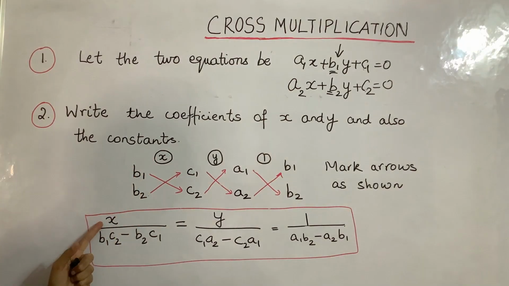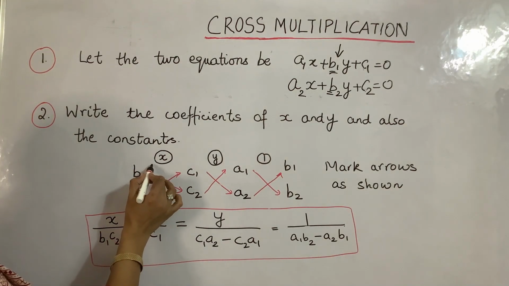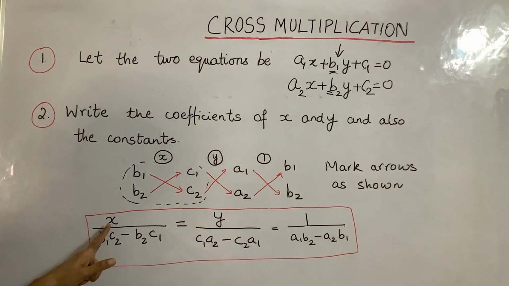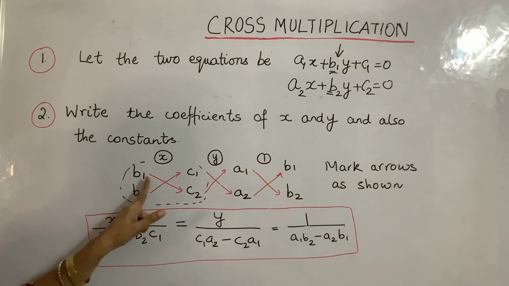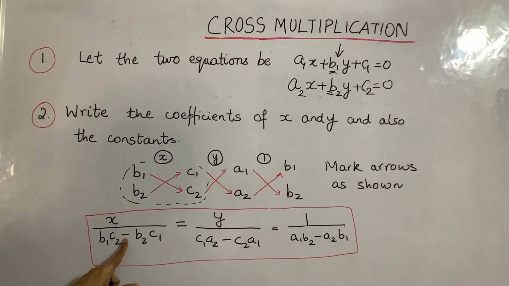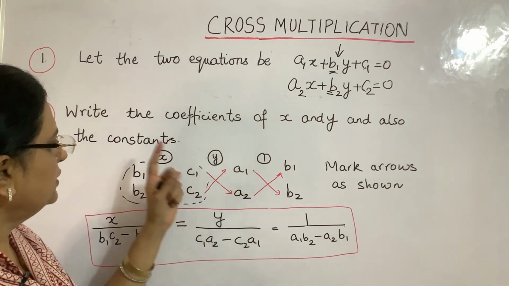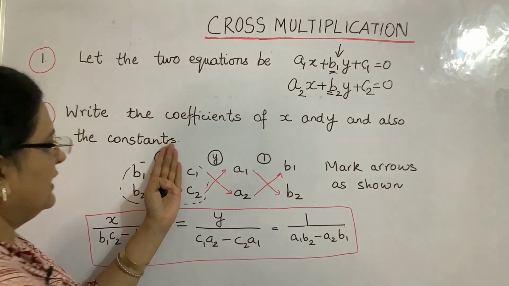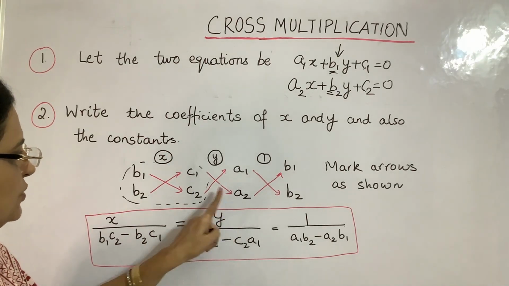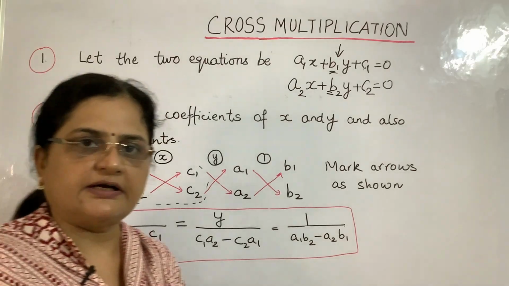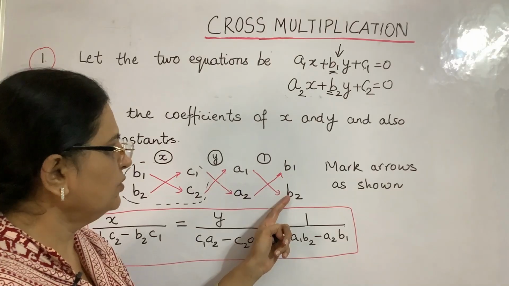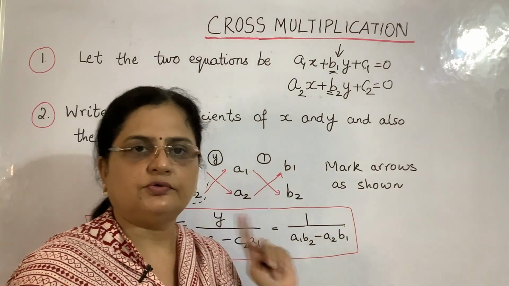So for x, write down x. And what is below x? This entire thing is below x if you can make out. So it will be x upon b1 c2 minus b2 c1. Now what about y? Y is equal to, leave out this. Now you are left with only this part. So y will be equal to c1 a2 minus c2 a1. And what about 1? 1 will be equal to a1 b2 minus a2 b1.